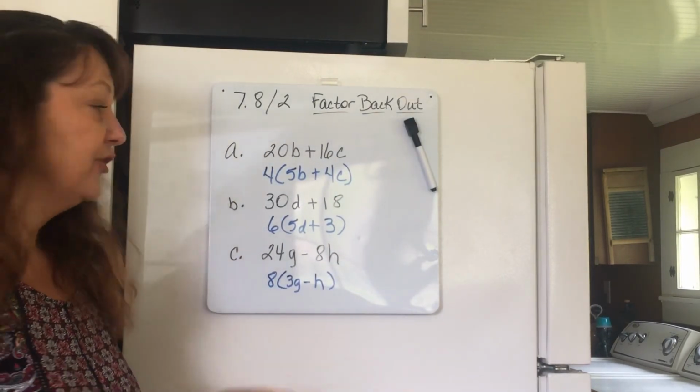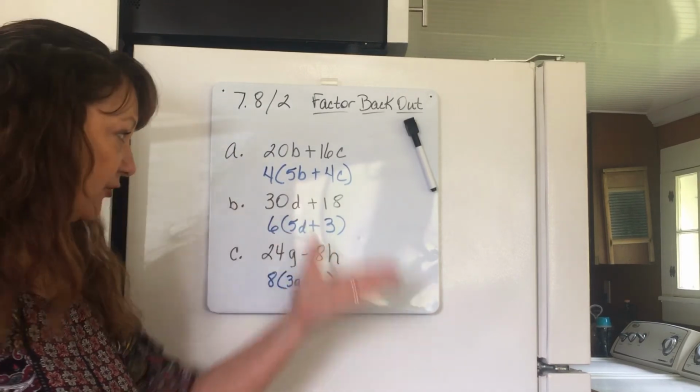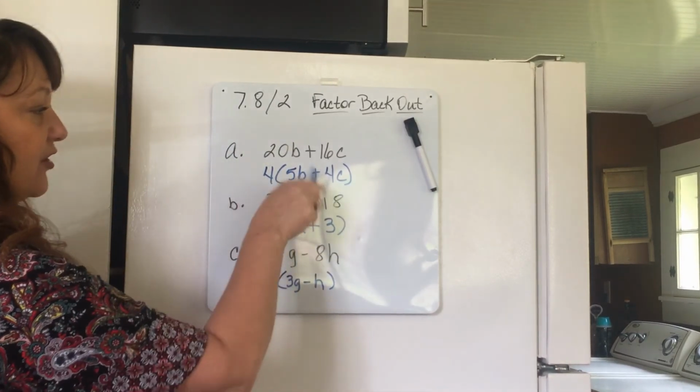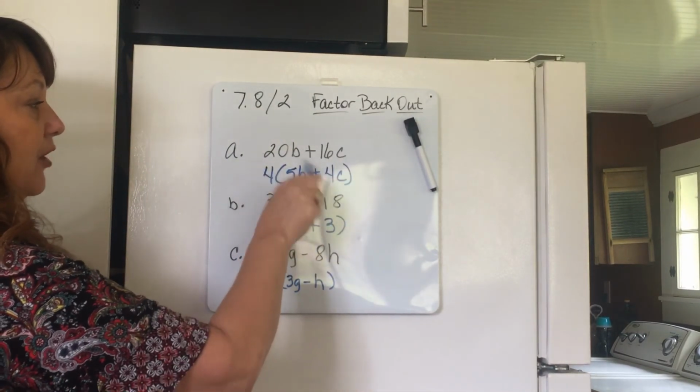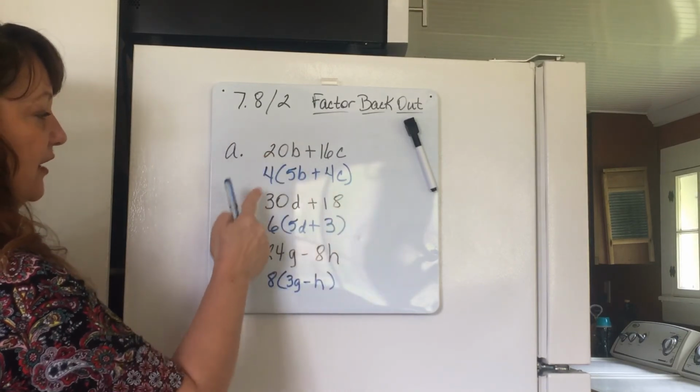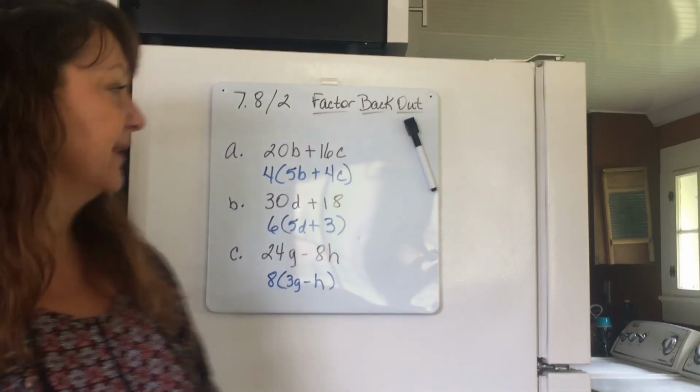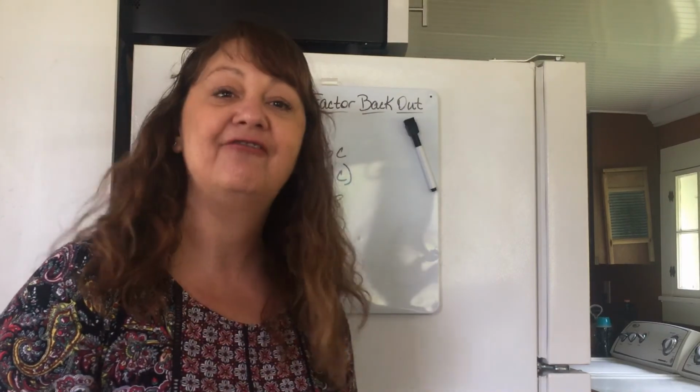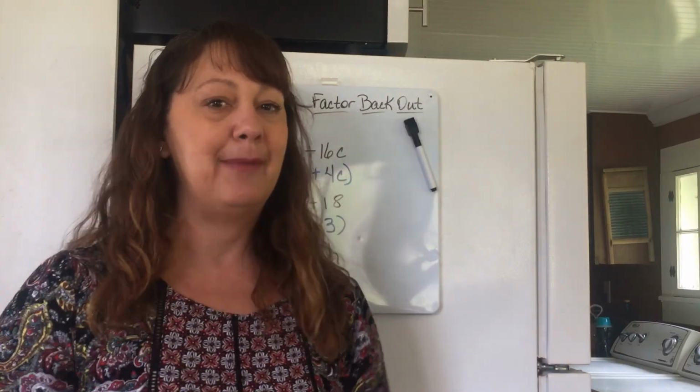And there's our answer. So remember, if you want to check your work, you can always use distributive property, multiply it back, and you should get your original expression. I hope this helps you understand how to factor an expression back out.